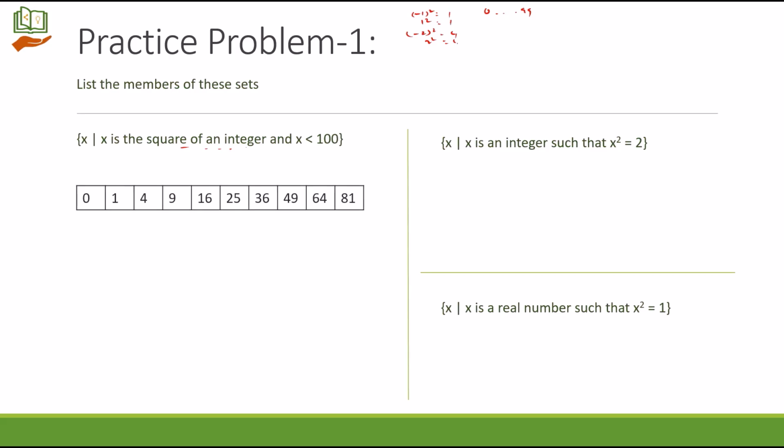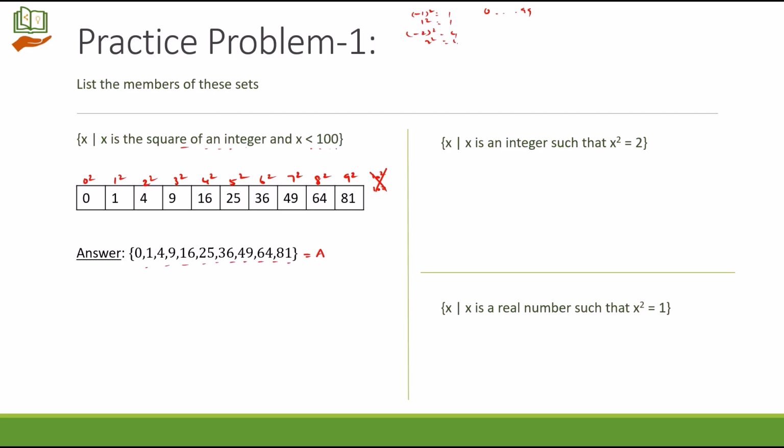What are the numbers possible? We have 0 for 0 square, this is 1 square, this is 2 square, this is 3 square, this is 4 square, this is 5 square, this is 6 square, this is 7 square, this is 8 square, and this is 9 square. If you go for 10 square, it will become 100, but it is less than 100, so we are not including 100. Now how will you represent this? The answer will be 0, 1, 4, 9, 16, 25, 36, 49, 64, 81. Just equate it to some set A.